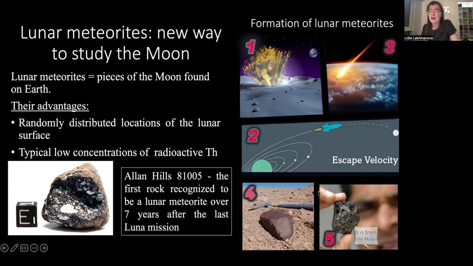Simple as that. The idea that meteorites could be ejected from the moon is not particularly new, but there was a lack of evidence until the discovery of Allan Hills, the first rock recognized to be a lunar meteorite, over 7 years after the last lunar mission. And the study of lunar meteorites is very important as they are likely to represent more randomly distributed locations of the lunar surface from both sides of the moon. They also show low concentrations of radioactive thorium, typical to the moon.